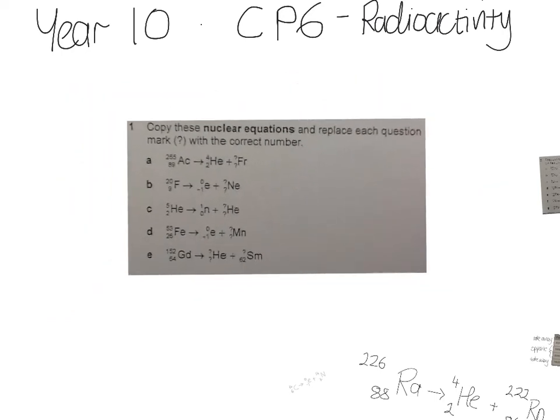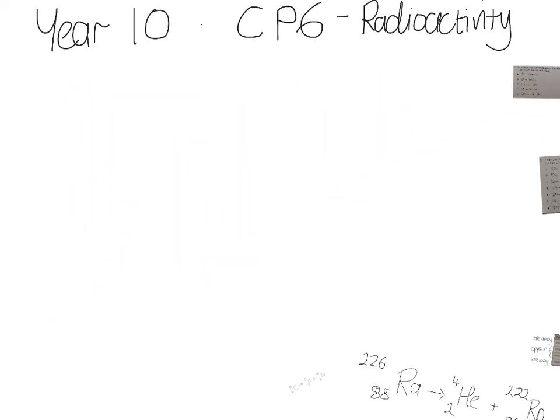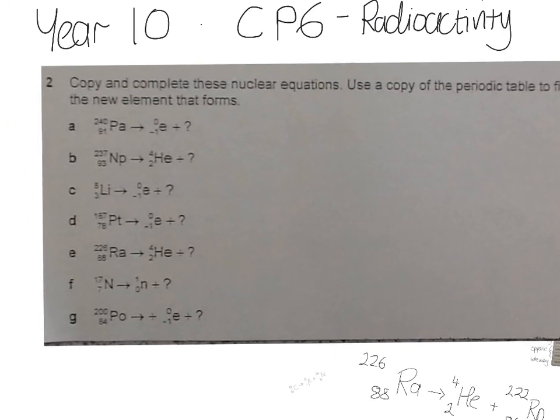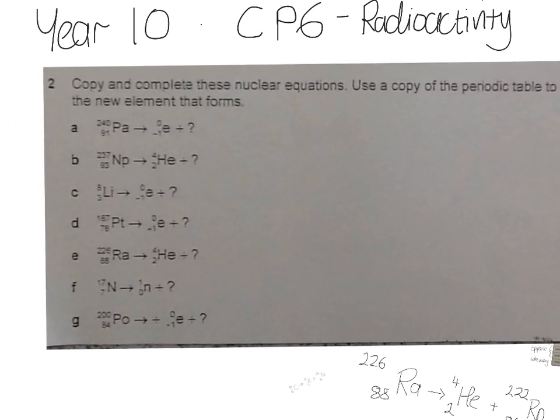Okay, you've had a chance to have a go at the easier ones. Now you do the second stage. The second stage is slightly more complicated. In this case, they have not given you the symbols for the new element that is formed. You're going to have to use the periodic table to work out what new element is being formed. Good luck, and we'll check this out on Thursday.